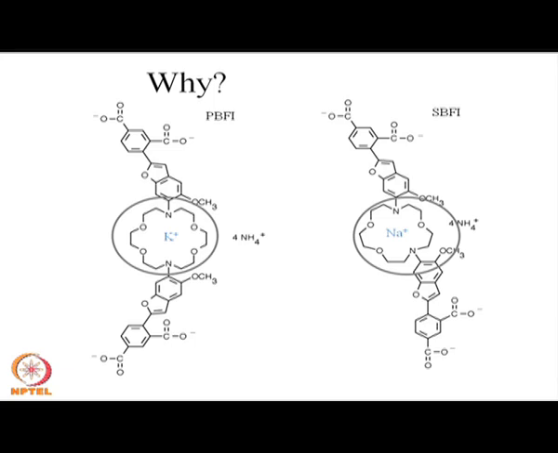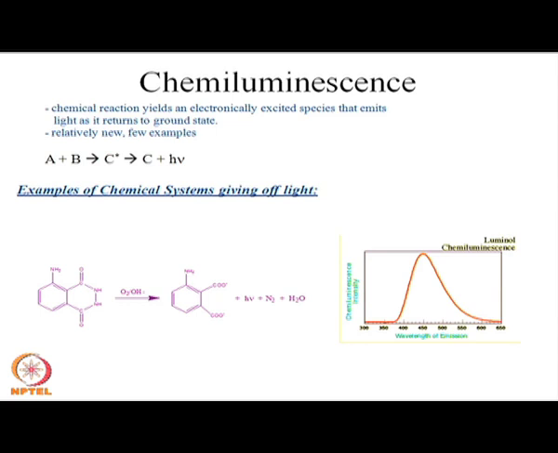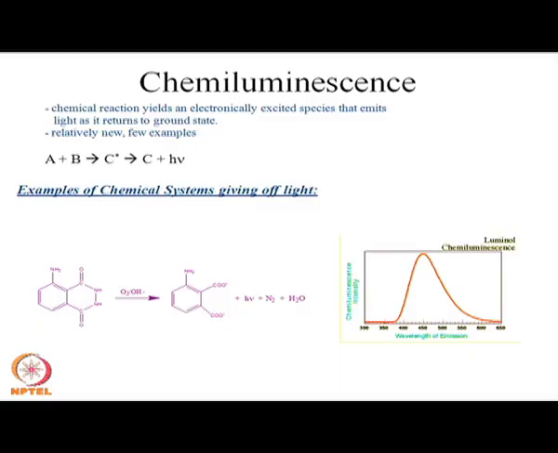Now, it is time to move to another interesting and important topic, which is called chemiluminescence. Chemiluminescence means luminescence as a result of chemical reaction. So it is the giving off of light. It is called chemiluminescence, chemical luminescence or chemical fluorescence. A chemical reaction yields an electronically excited species that emits light as it returns to the ground state.